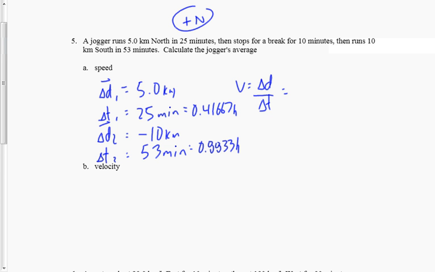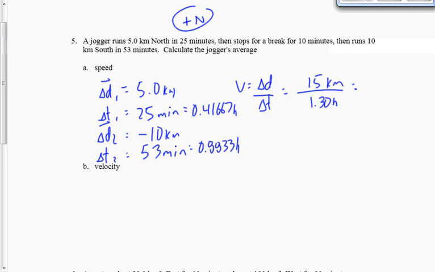So you want to find the average speed. We're simply going to add the distances together. 5 plus 10 is 15 kilometers. Not 5 plus negative 10, because we're talking speed here. 5 plus 10, divided by the total time, which is 0.416 hours plus 0.883 hours, which gives me 1.29999 or 1.30 hours. Do the math there. 15 divided by, is that right?